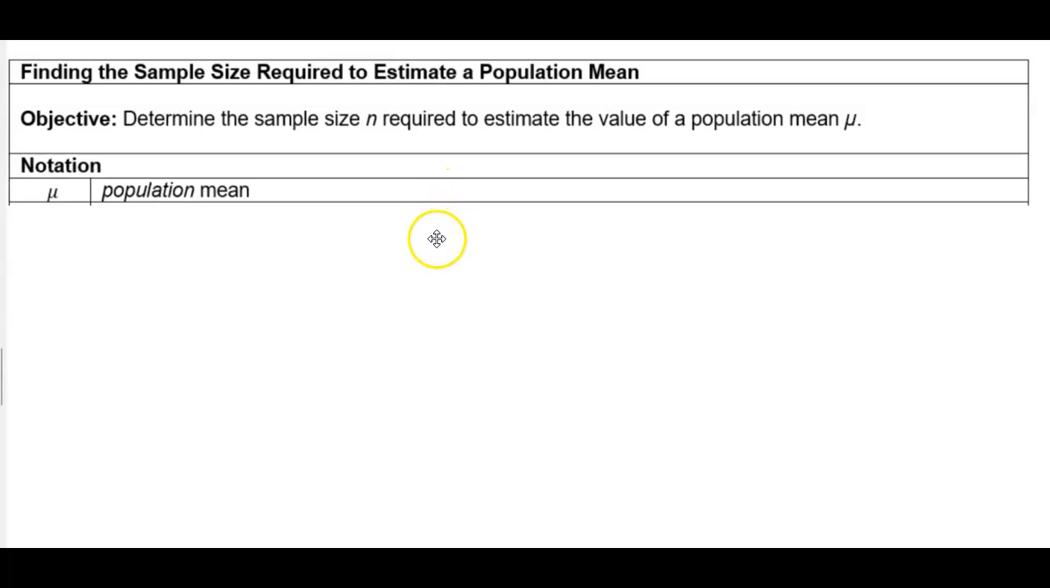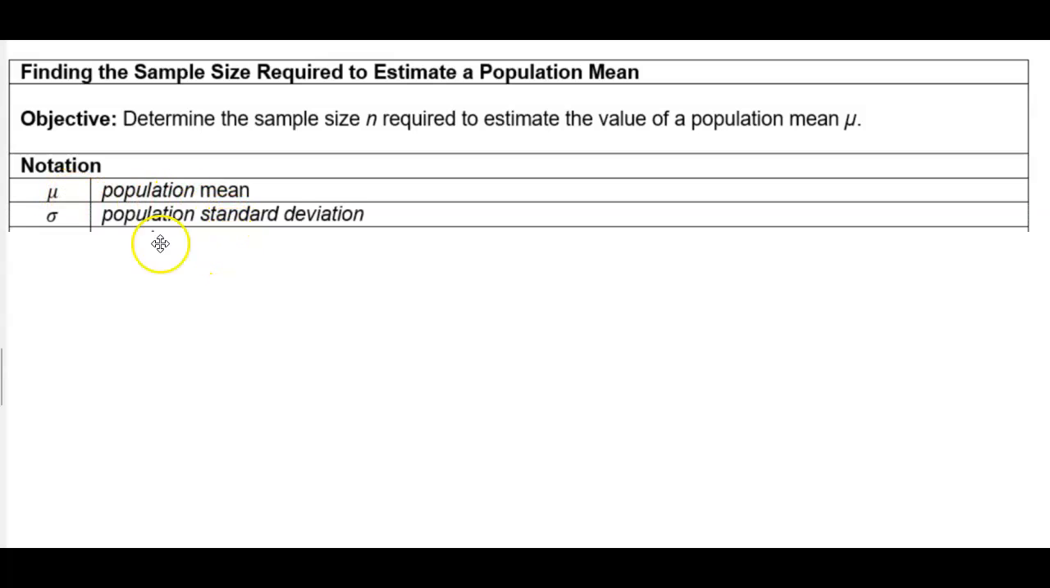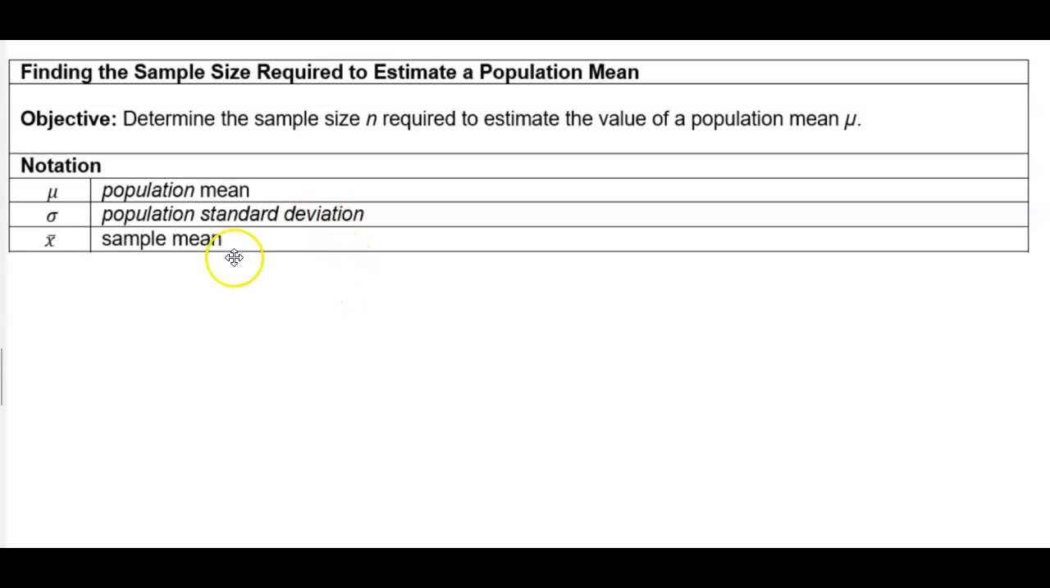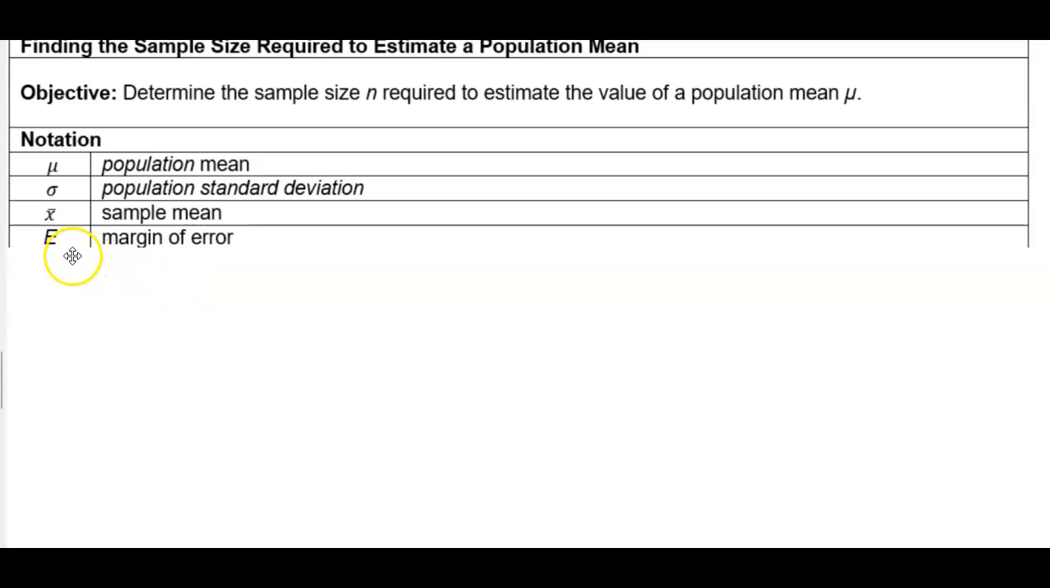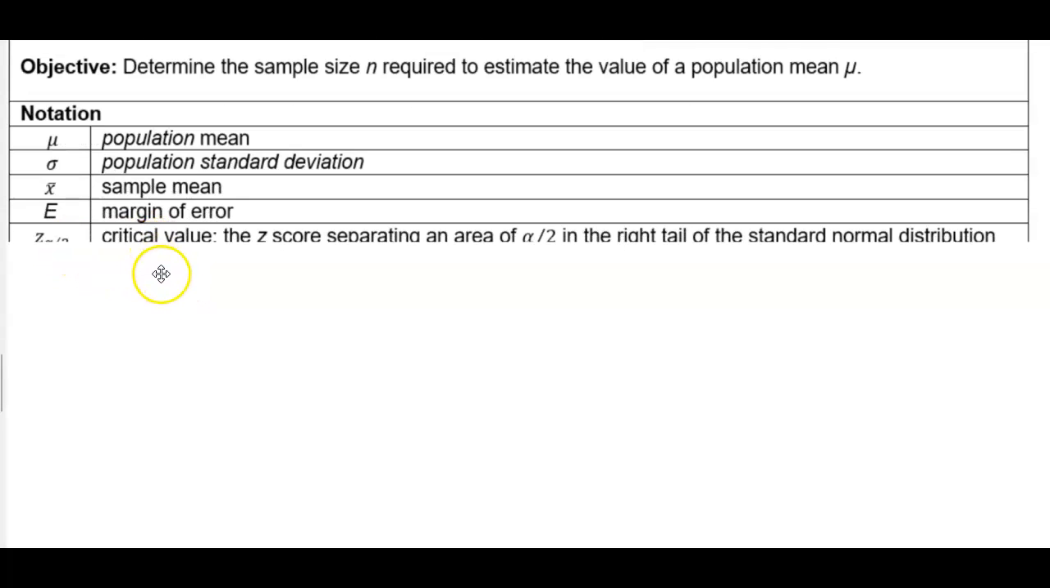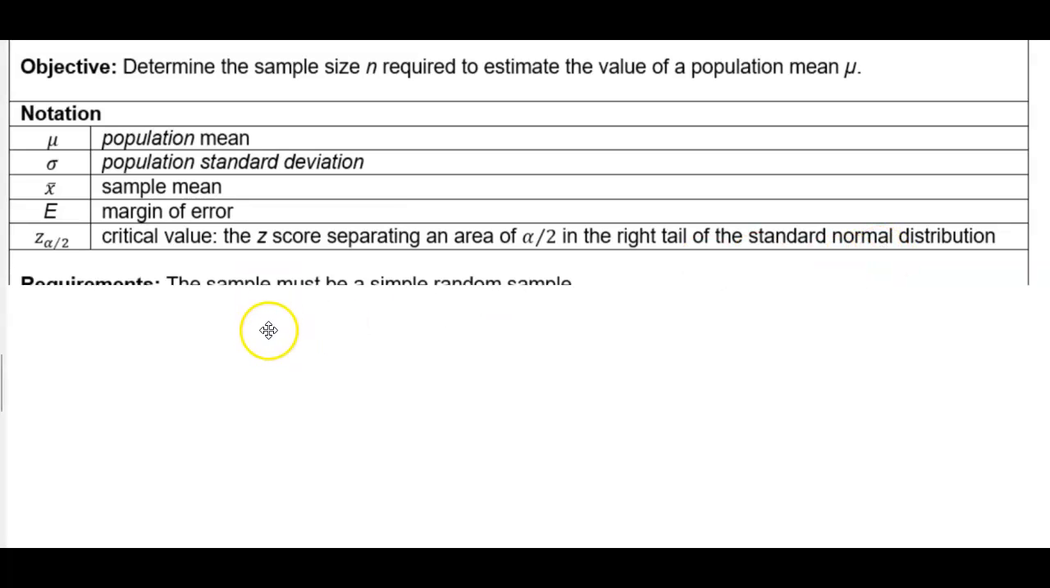The notation: mu represents the population mean, sigma represents the population standard deviation, x bar represents the sample mean, capital E represents the margin of error, and z subscript alpha divided by 2 is the critical value, the z-score separating an area of alpha divided by 2 in the right tail of the standard normal distribution.